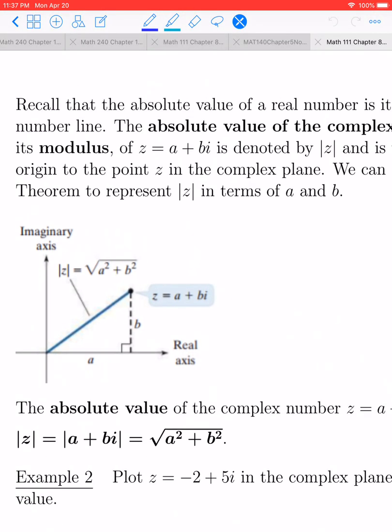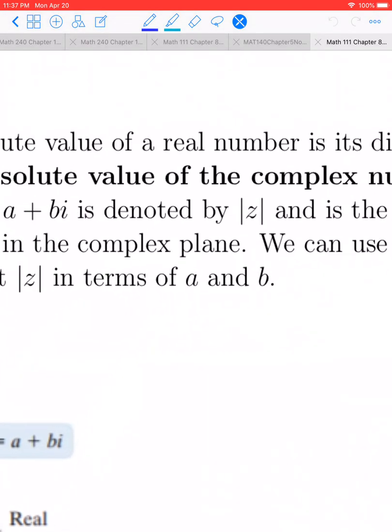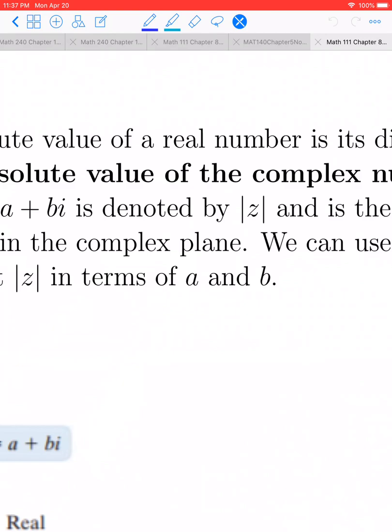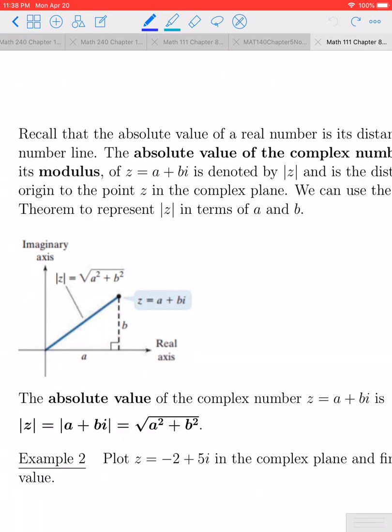The next thing we're going to talk about is the absolute value of a complex number. The absolute value of a complex number is also sometimes referred to as its modulus, and it's denoted by the modulus of z. It has absolute value looking bars associated with it. Just like how the absolute value of a real number was its distance from 0, the absolute value of a complex number is its distance from the origin in the xy plane.